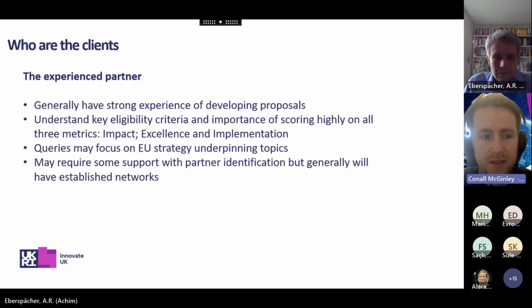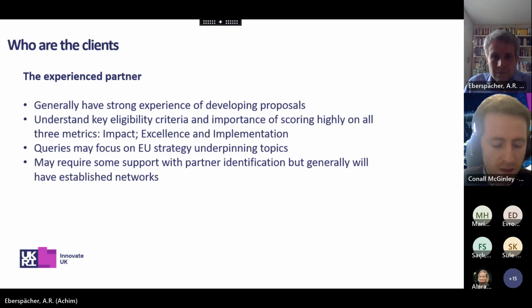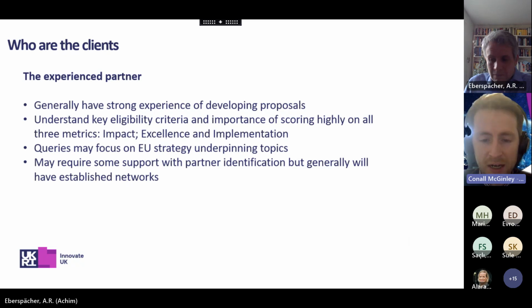We also have organisations that are experienced partners. So these organisations will have participated in projects but not coordinated. And therefore, they've been involved in the process numerous times of preparing a consortium, drafting a proposal, etc. They have a solid fundamental understanding of eligibility criteria in terms of what the Commission are looking for, and they understand the importance of scoring highly on all three metrics, which are impact, excellence, and implementation. They'll also have an understanding of less appreciated areas such as open science and the gender dimension as well.